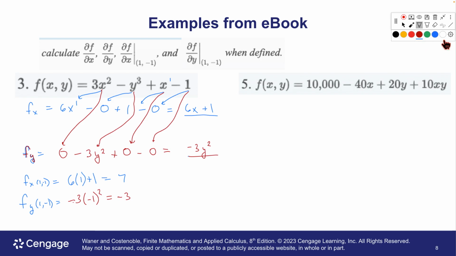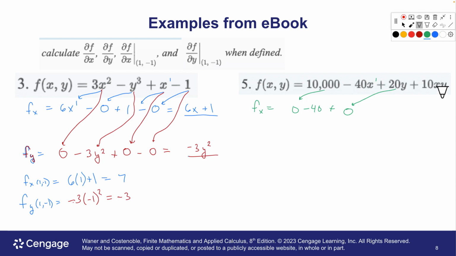So in this case, let's go with green. We're going to take the derivative with respect to x. 10,000 is a constant, so that derivative is 0. X is a variable, so x to the first comes down. We get a minus 40, x to the 0, which is 1. It's just 40. Take the derivative of 20y. That's a constant because we're holding y constant, so that is a 0.